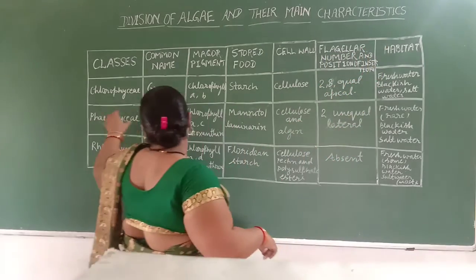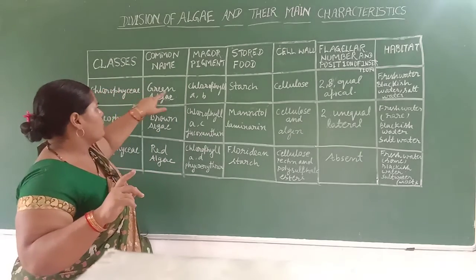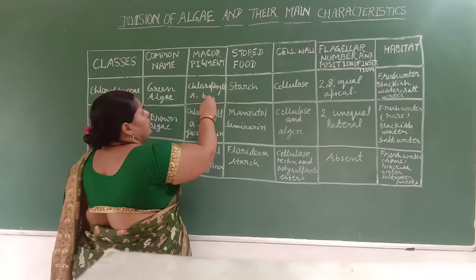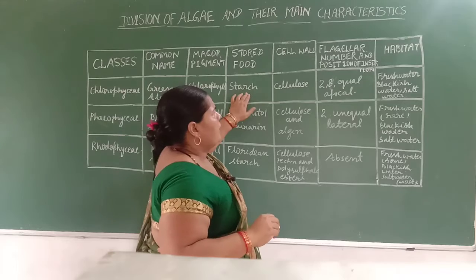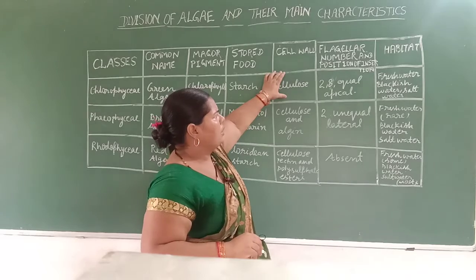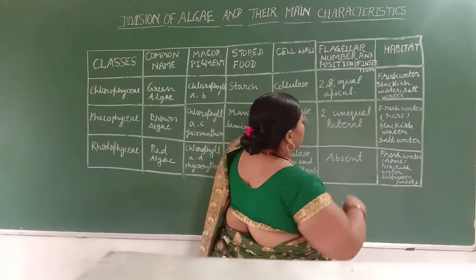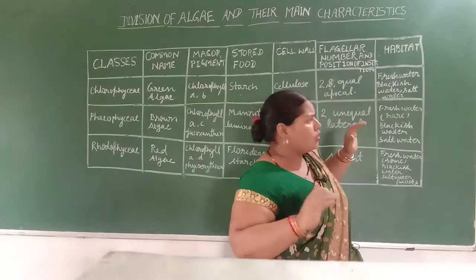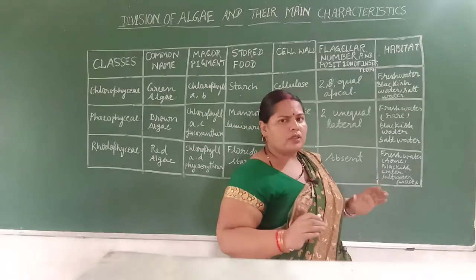First you see here is the chlorophyceae, the first group, also known as the green algae, and green algae have chlorophyll A and B. Starch is stored as food, and the cell wall is made up of cellulose. Flagella are 2-8 in number and equal in type, and the insertion is apical. The next topic is the habitat. The chlorophyceae are found in fresh water, brackish water or salt water.